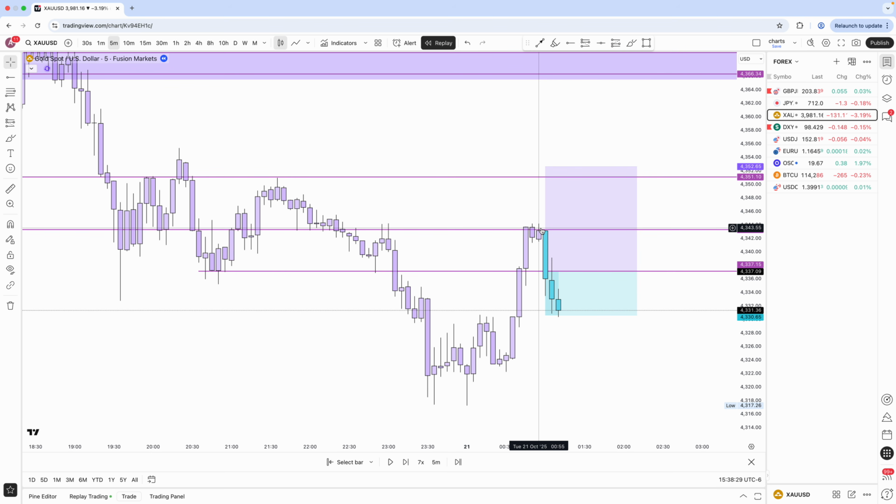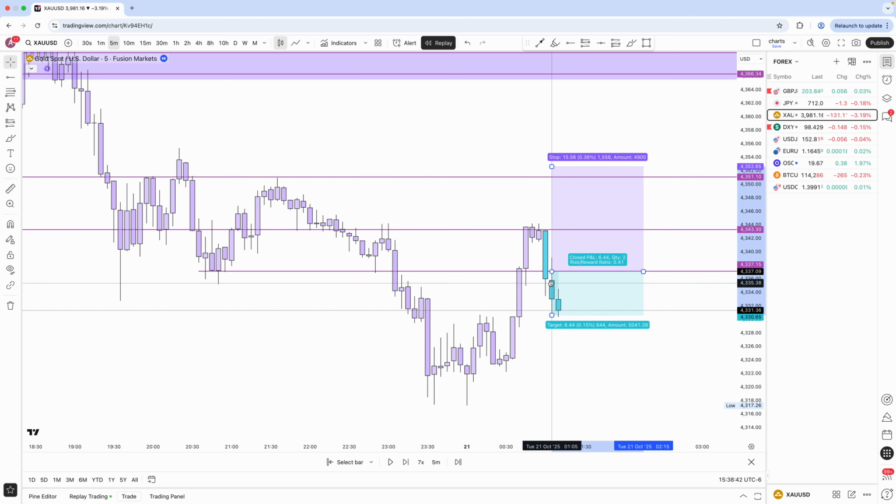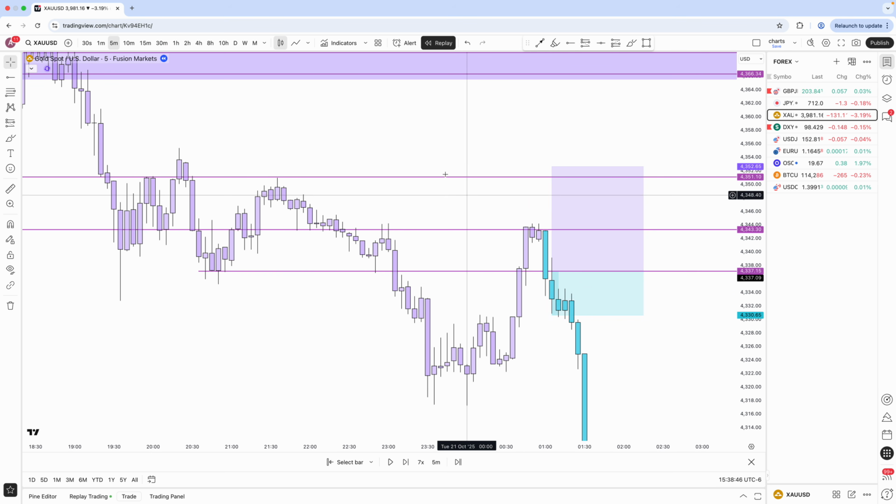I could have got in here at the 43, but again, I just wasn't watching the market at that time. So it ended up breaking and testing, and so I saw this 4337 close. So I ended up getting in here. I had literally no drawdown, and then basically it just tanked from there.